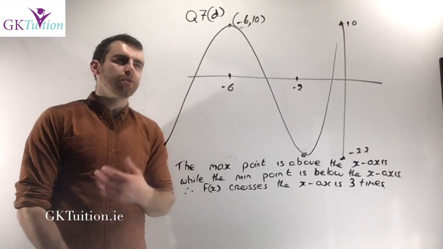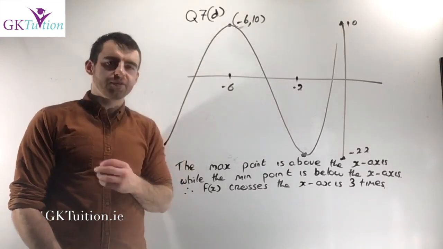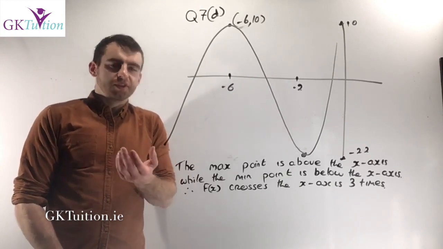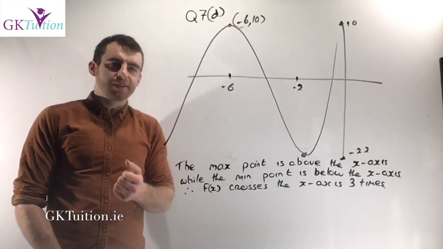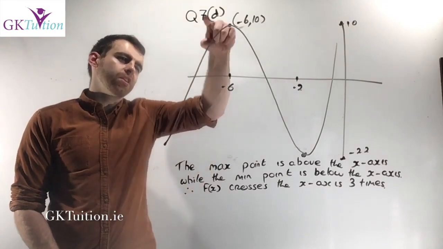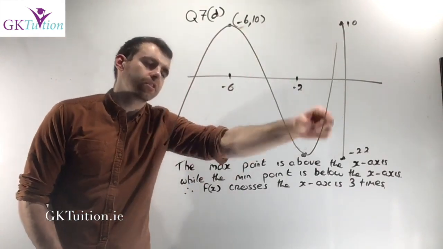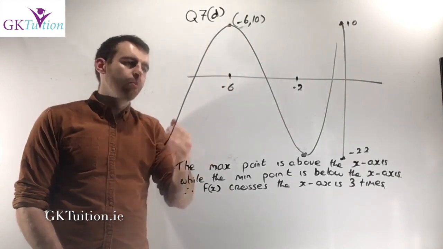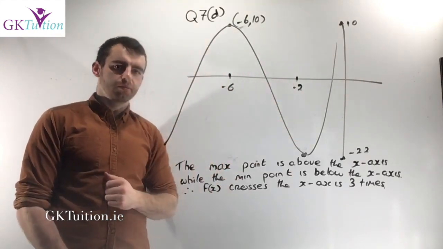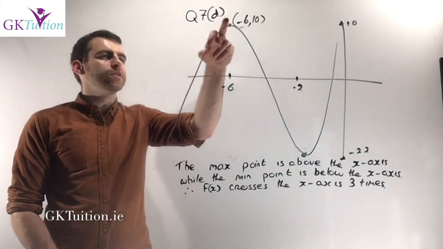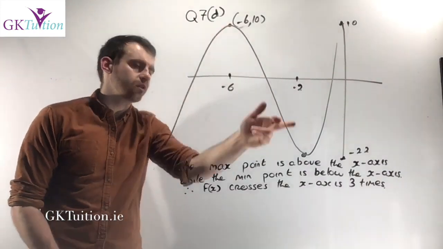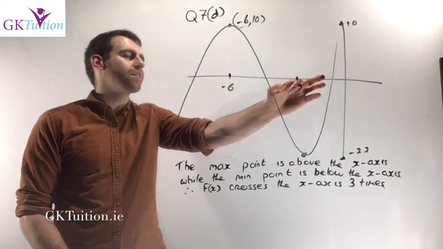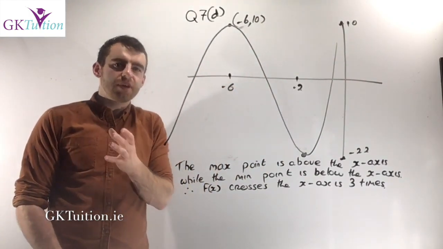Okay, for part D, you don't have to draw a graph, but this graph should explain it. We're dealing with a positive x cubed, which has two turning points, and it starts as a u, then turns into an n and then turns into a u. I know the maximum point is (minus 6, 10), and the minimum point is (minus 2, minus 22). So because one of the turning points is above the x-axis and the other one is below the x-axis, that means that the graph has to cross the x-axis 3 times. So it has to have 3 real roots.